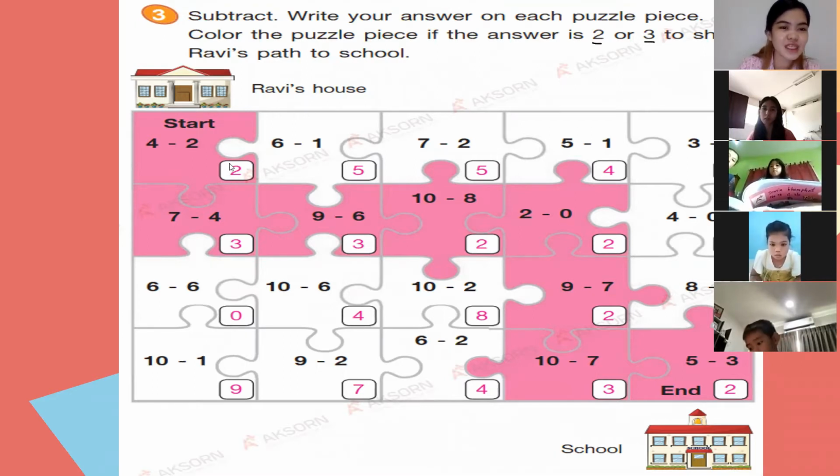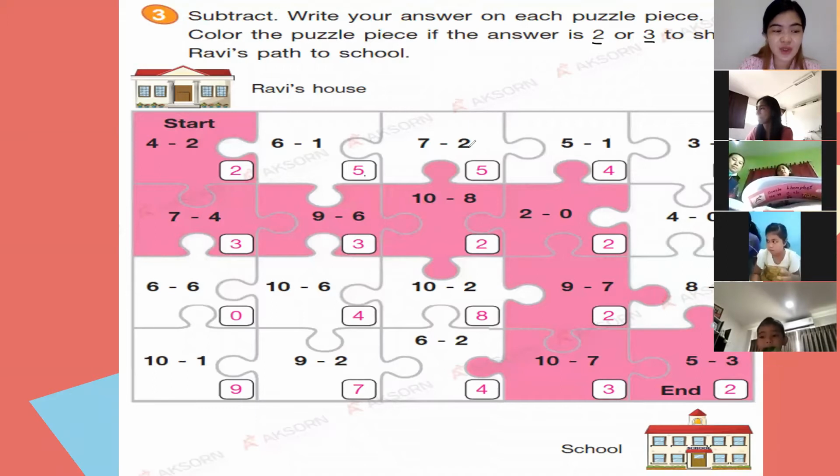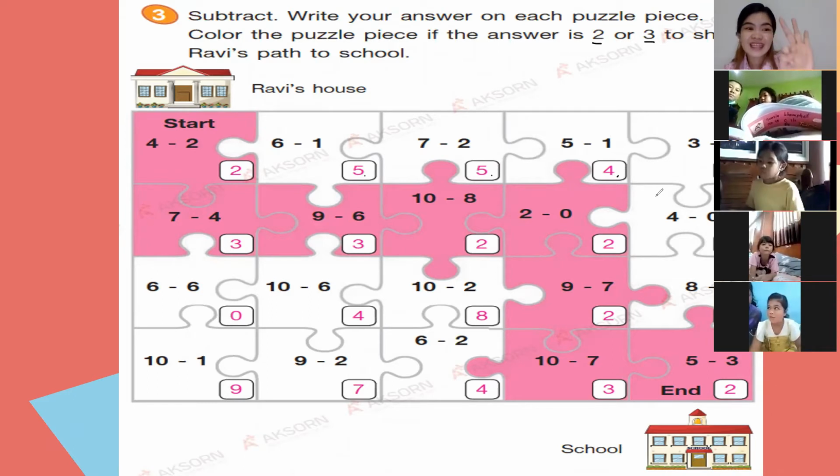4 minus 2 is equal to 2. How about 6 minus 1? 6 minus 1 is equal to 5. And then 7 minus 2. 7 minus 2 is equal to 5. 5 minus 1 is 4. And then 3 minus 2 is 1.